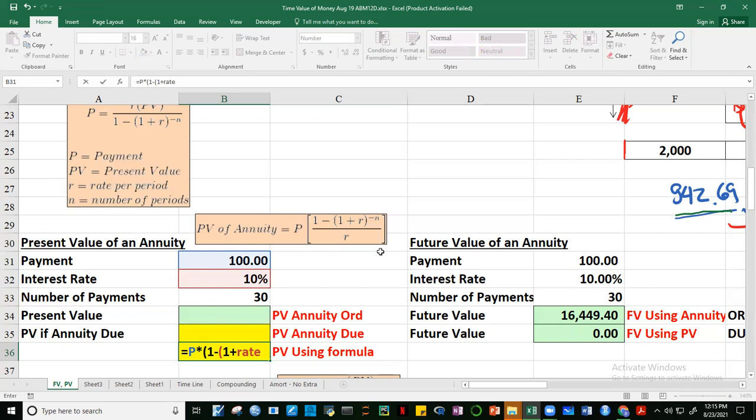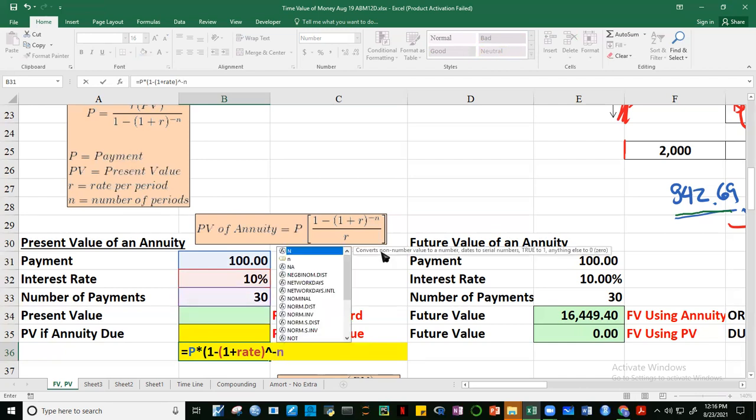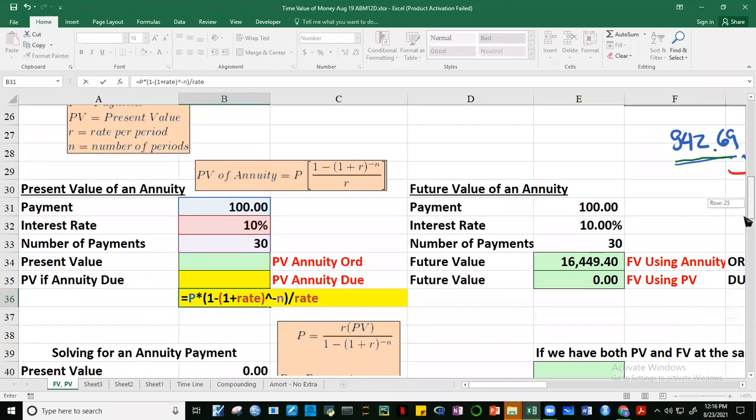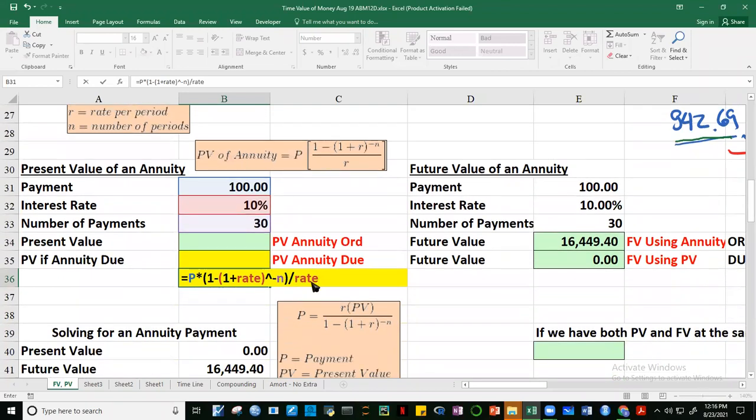That's one advantage of giving it name, makikita natin. And then, raised to the negative n. Oops, mali. Negative n. Small n lang dapat. So that will be your numerator and then divided by the denominator, which is rate. Yeah. So that's the formula.